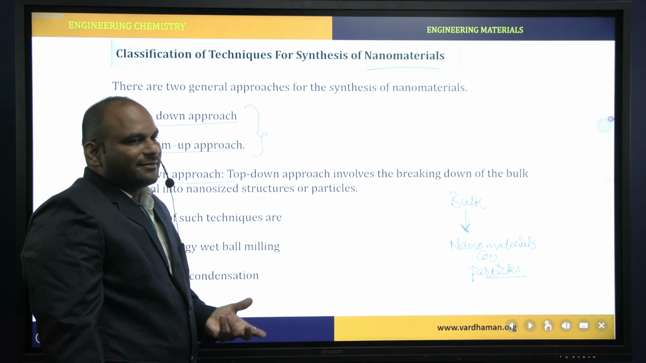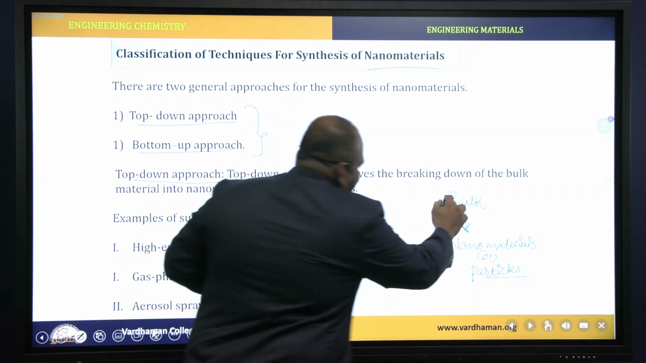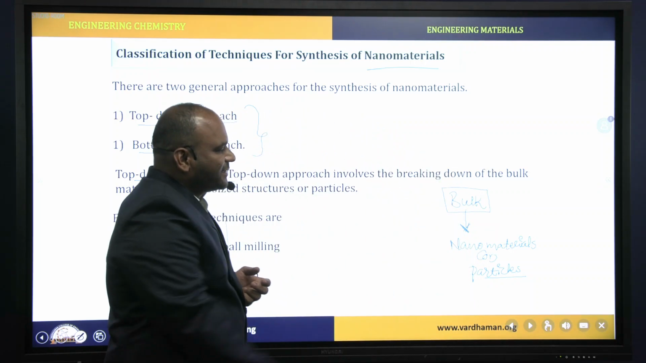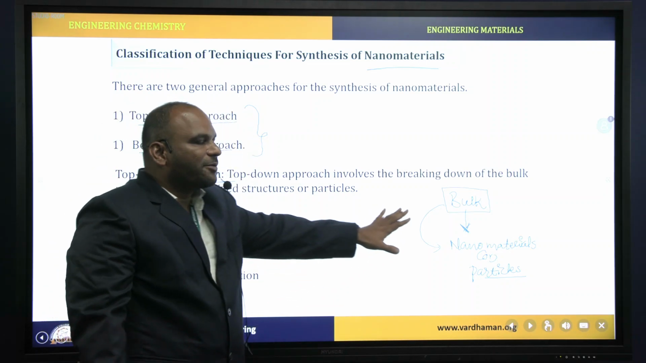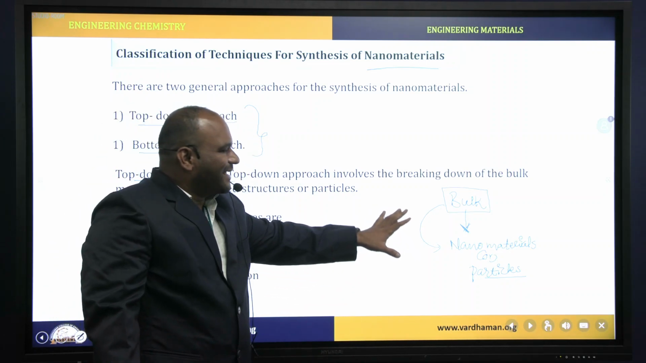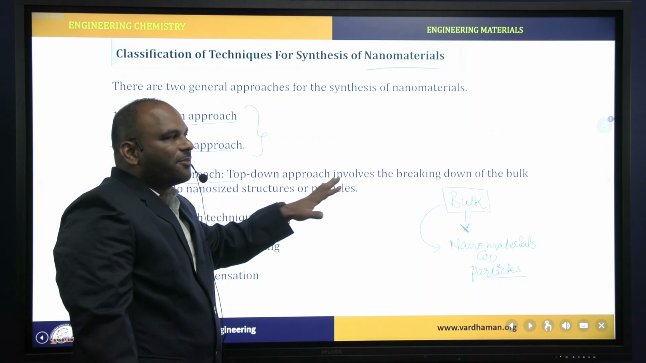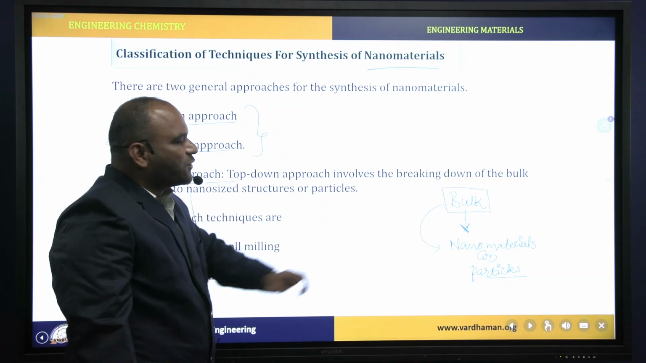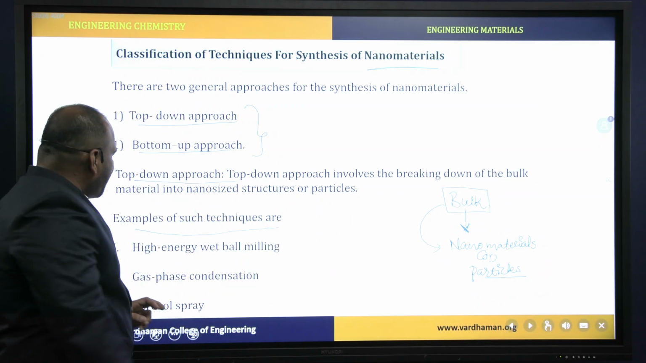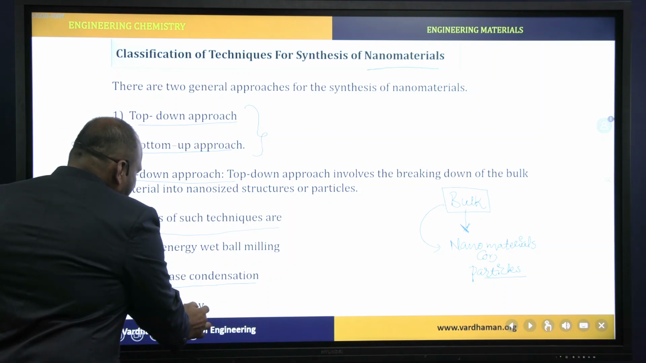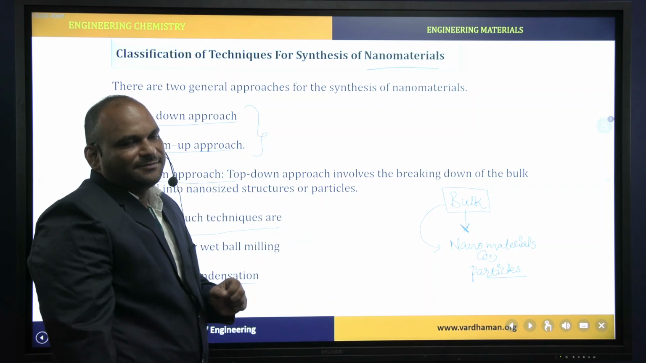For this we can say one example. If one building is there, that building is made up of bricks. The building is a bulk material. If we deform or destroy the building, we will get bricks. Here, bricks are nanomaterials. In the top-down approach, bulk materials are converted into nanomaterials or nanoparticles. Here, high energy wet ball milling, gas phase condensation, aerosol spray method. These three methods come under the top-down method.